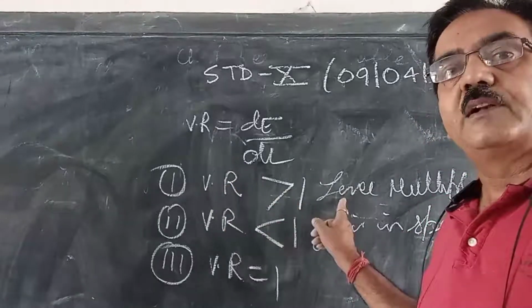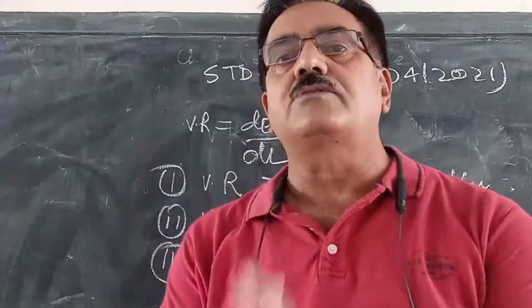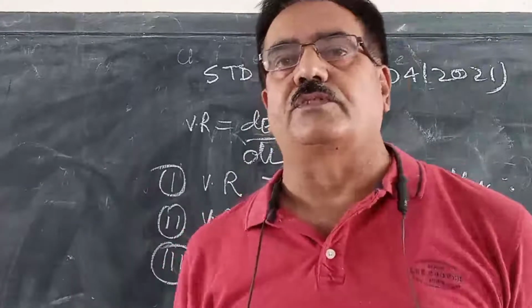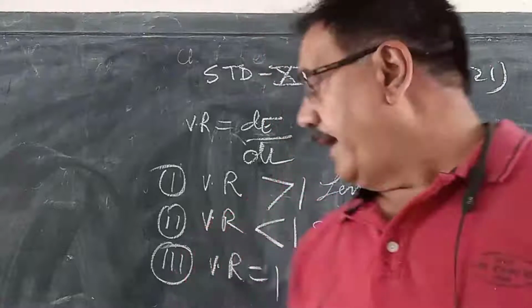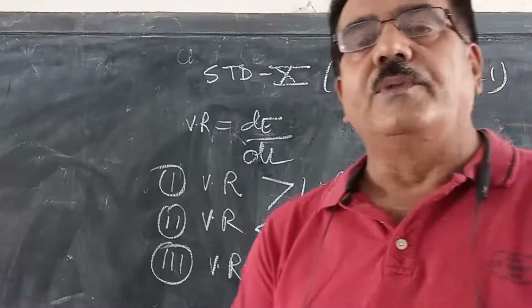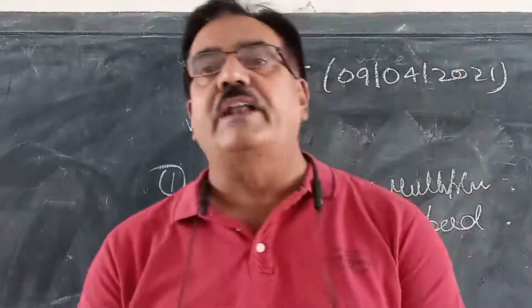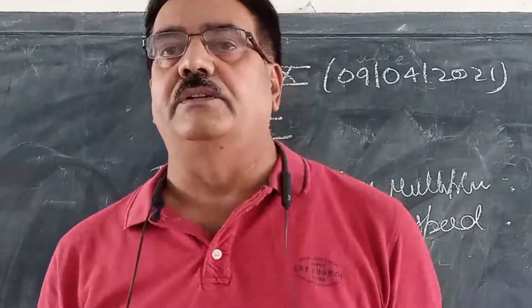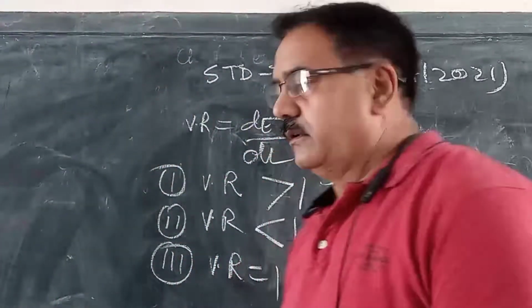Greater than 1, force multiplier, means in this type of machine we apply less force and overcome a larger resistive force. Second, less than 1, gain in speed. And third, equal to 1 means this type of machine we use only to change the direction of the force applied, or we can say indirectly, in a convenient direction.